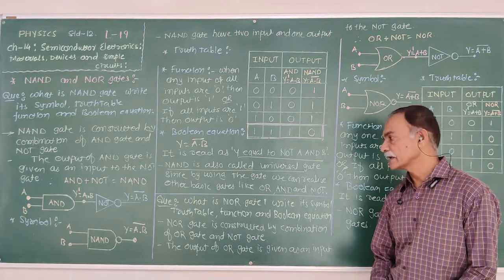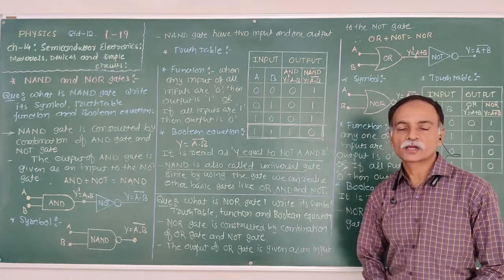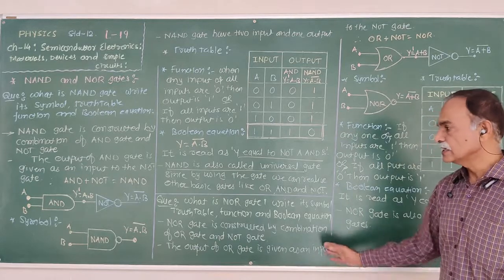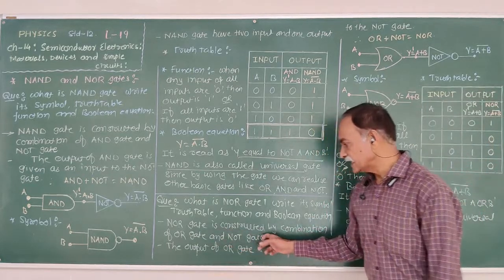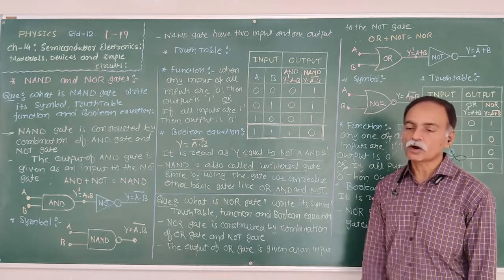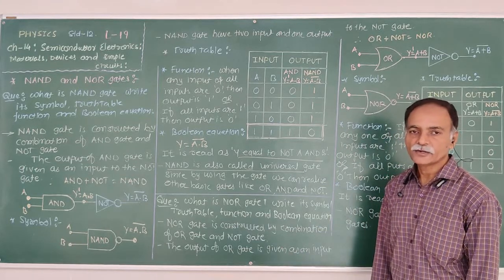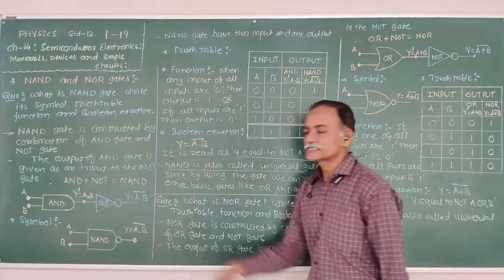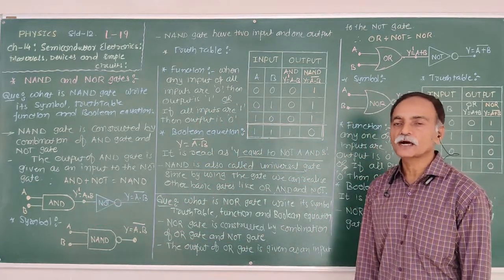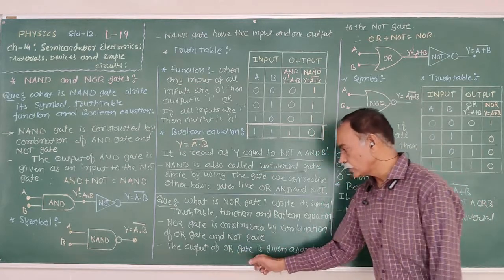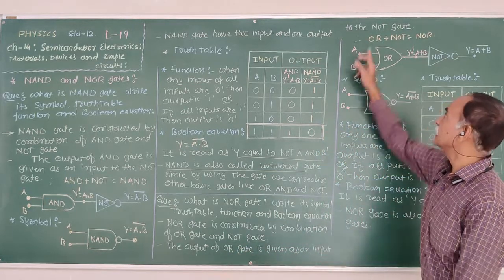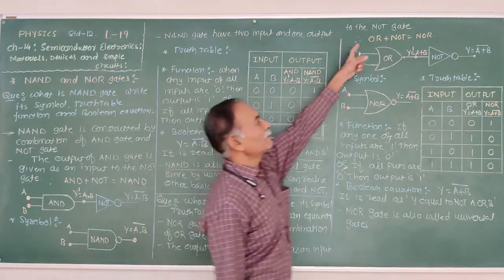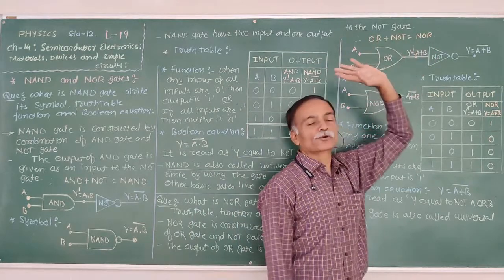Clear this? Okay. Now similarly the NOR gate. So what is the NOR gate? Its symbol, truth table, function and Boolean equation. The NOR gate is constructed by a combination of OR gate and NOT gate. That means the output of the OR gate is given as an input to the NOT gate. OR plus NOT, this combination gives the NOR gate.